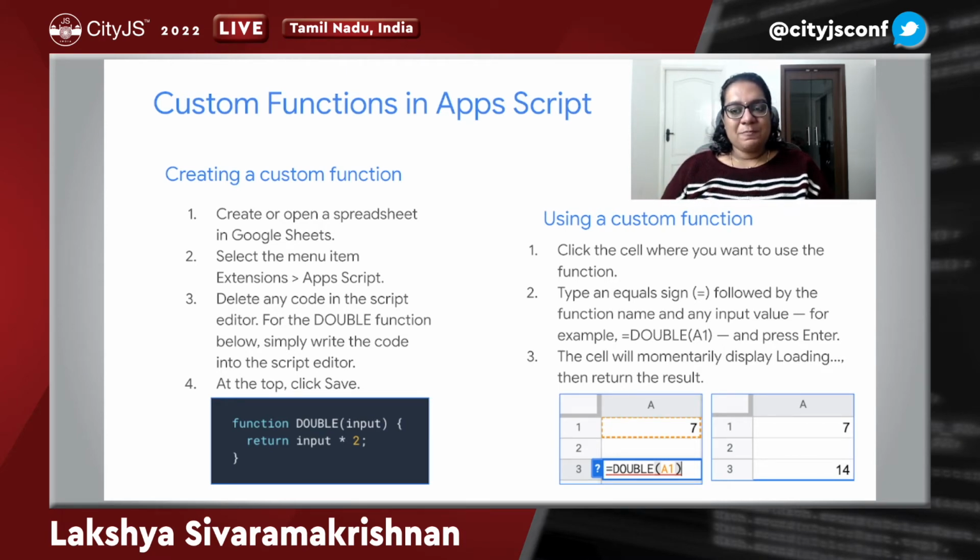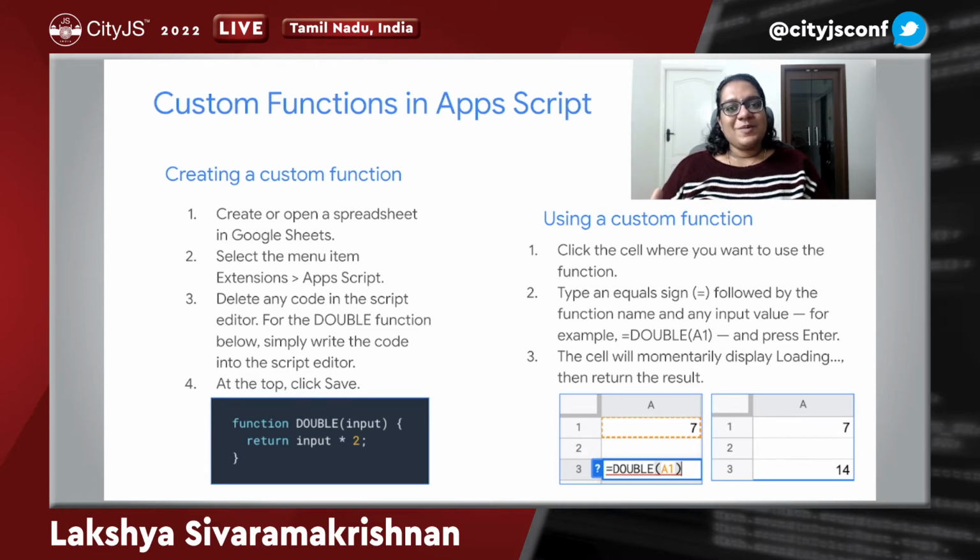How do we use it? What we do is click on any cell that we want to use. So here in the diagram you see I've written 7 in the cell A1, and whenever I want to use this double function, all I need to do is type an equal sign, say double, and pass that function argument. So function argument here is whatever is there in cell A1, which is 7. Then you see that once you press enter, there is a momentarily loading symbol, and in about a few seconds the output is displayed. Here in this case it is 7 into 2, 14.